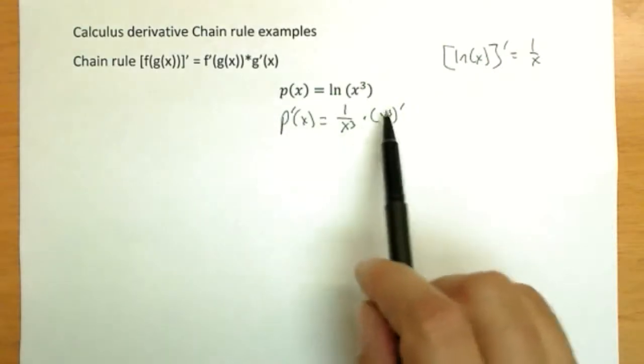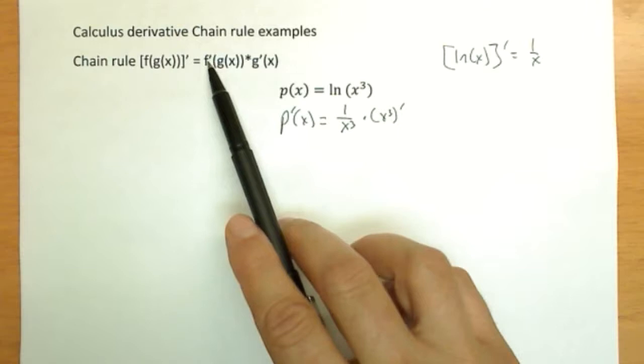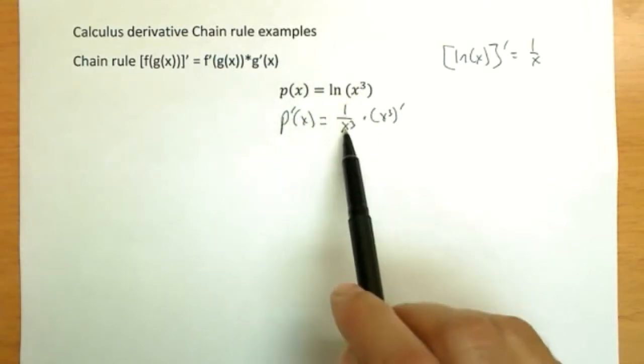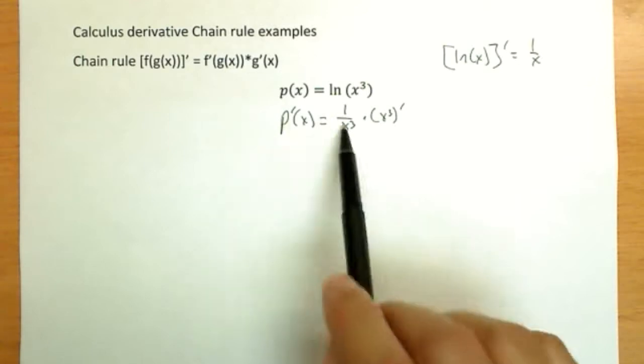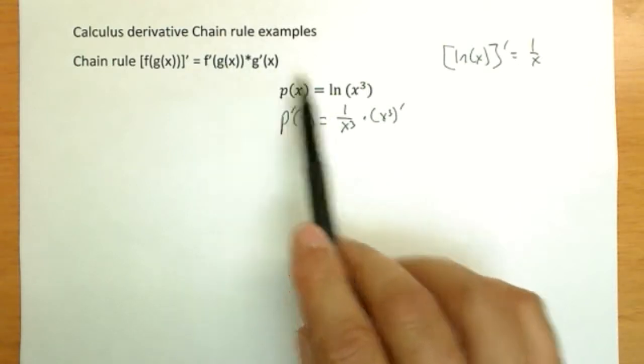And I always like to delay the second derivative here until the next step. So we've dealt with the f. We've taken f prime. Its derivative, for natural log, is 1 over the item, 1 over x cubed. We don't do the derivative here. We ignore g of x. So it's f prime of g of x, not g prime here, times g prime of x.